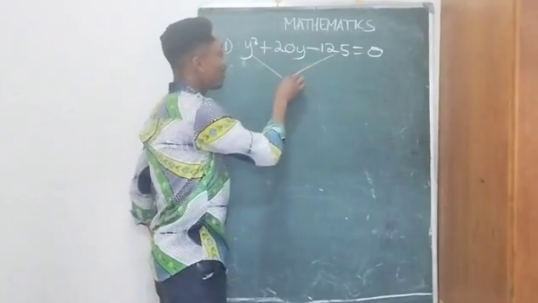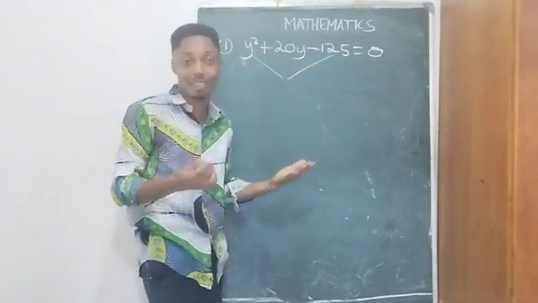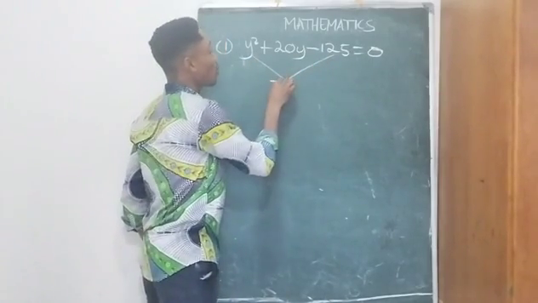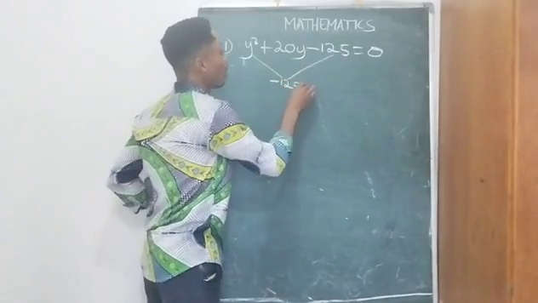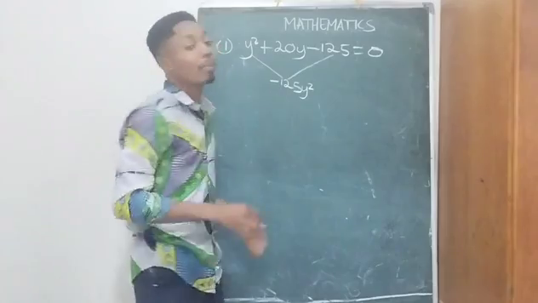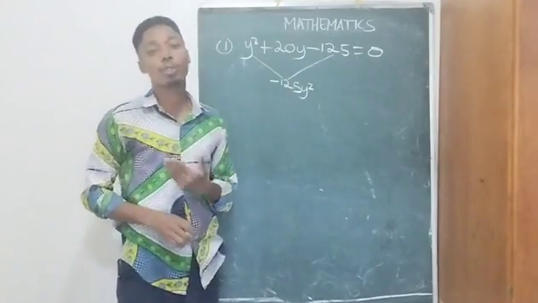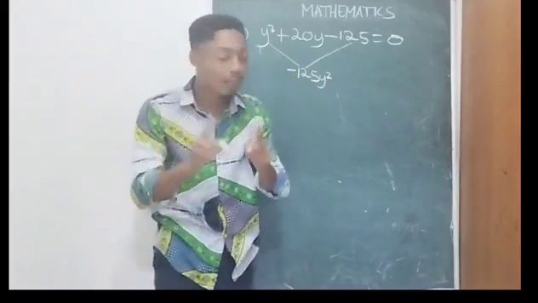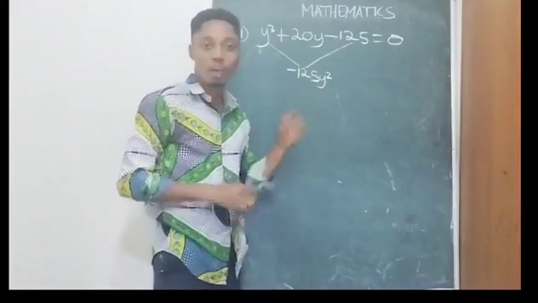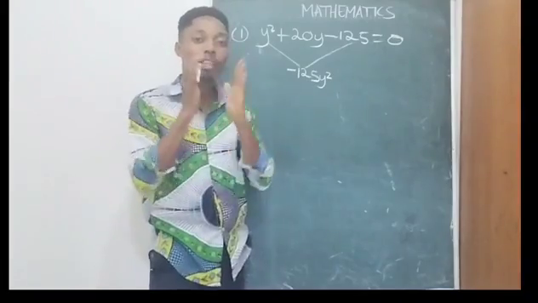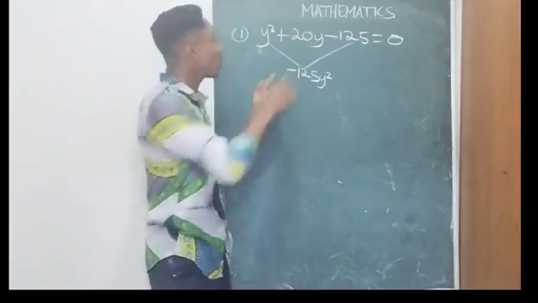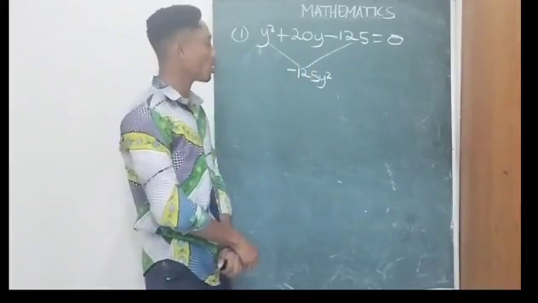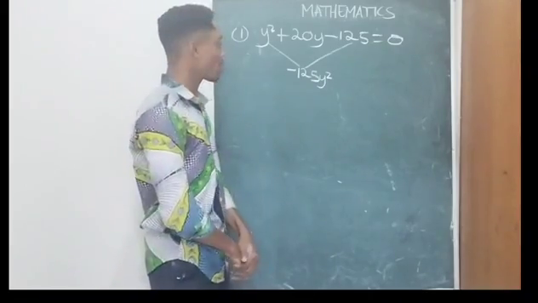When you multiply the first term and the last term, sometimes this is called the scissors method. That is going to give you minus 125y squared. Now the second thing you do is find the factors of minus 125y squared such that when you add those factors, it will give you plus 20y. So what could those factors be?